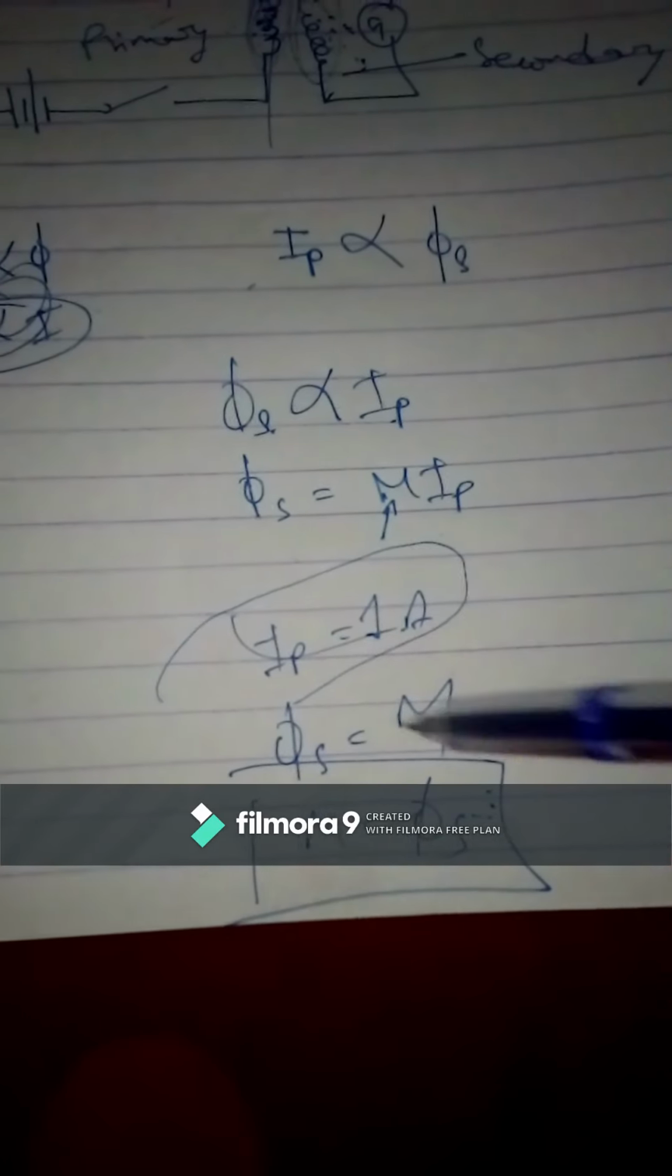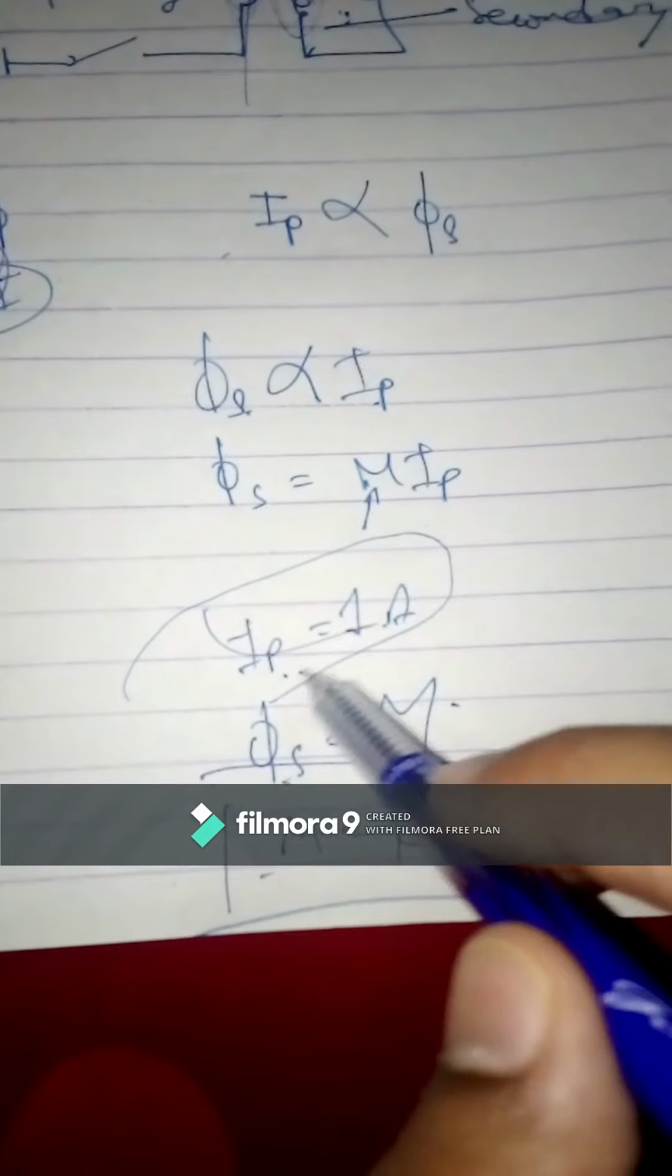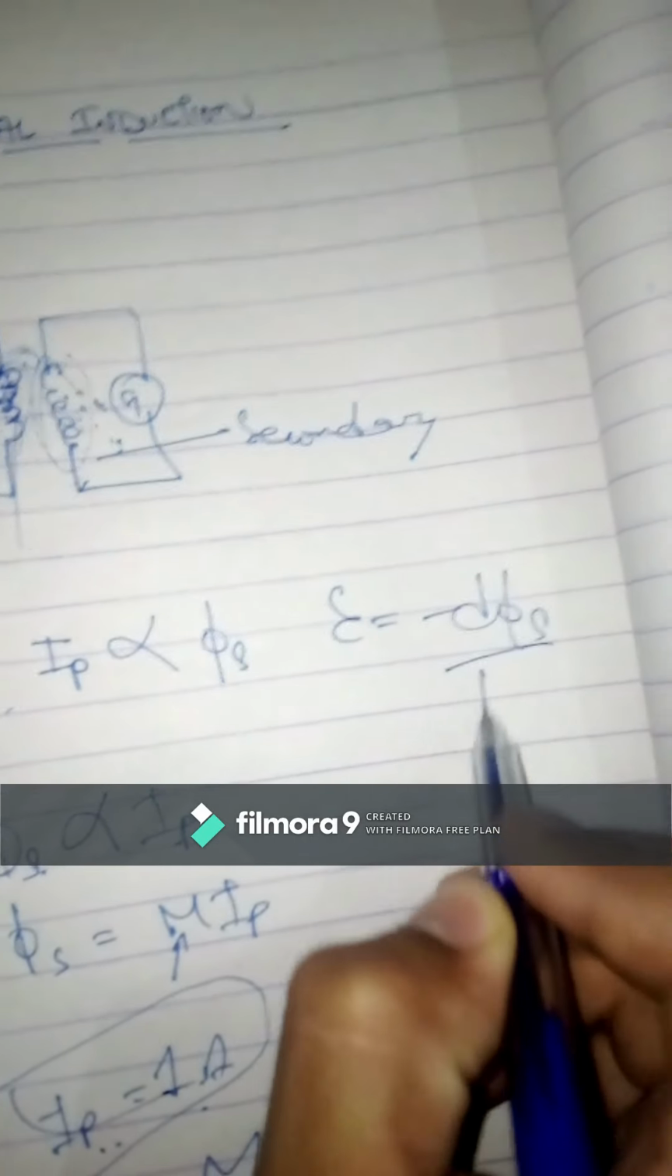If the current is 1 ampere, then phi s will be equal to M, so M is equal to phi s. So the first definition came: mutual induction is defined as the flux associated with the secondary coil when unit current flows through the primary coil. Now for the second definition, what we did in self induction, E equal to minus d phi s by dt, isn't it?